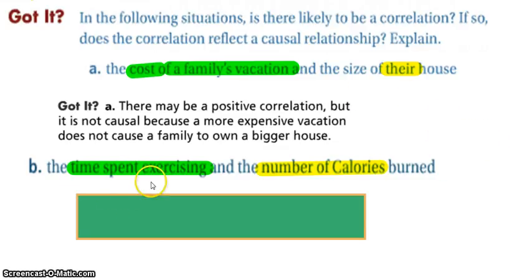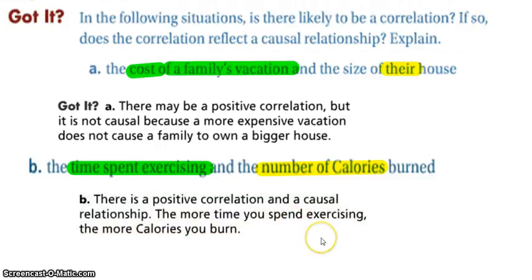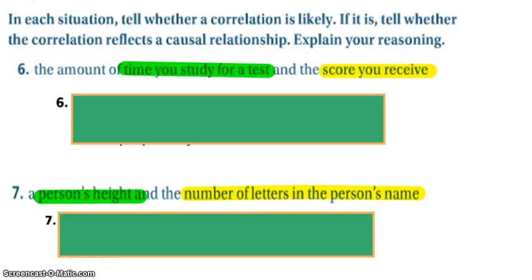Now in B, we talk about time spent exercising and number of calories burned. Of course, if you spend more time exercising, you're going to burn more calories. So we say there is a positive correlation and it's causal. All right, when we look at problem 6 and 7 here, pause the video and try to determine on your own if you think there's a relationship and if it's causal.